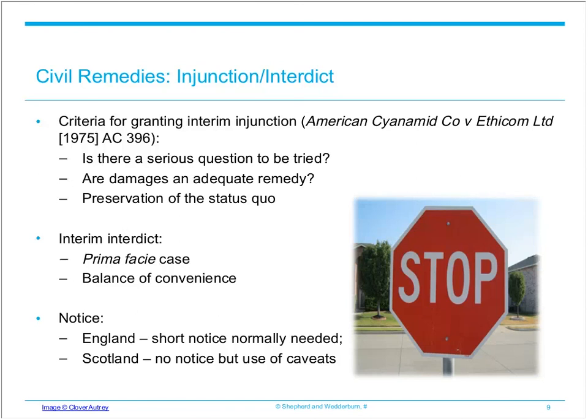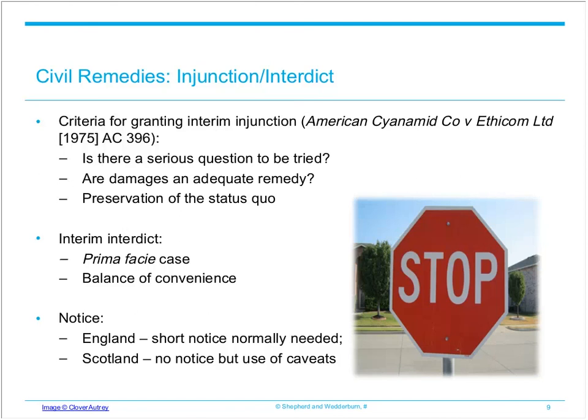Whilst the general effect is the same, the tests applied by the court in deciding whether to grant the order are different in each jurisdiction. In relation to interim injunction in England, the case of American Cyanamid Co. and Ethicon set out the criteria that the court must consider when deciding whether or not to use its discretion to make the order. The first point that they have to look at is whether there's a serious question to be tried, and this is a requirement for the party to demonstrate that there's a real prospect of succeeding in his claim. And then the second element is the balance of convenience test.